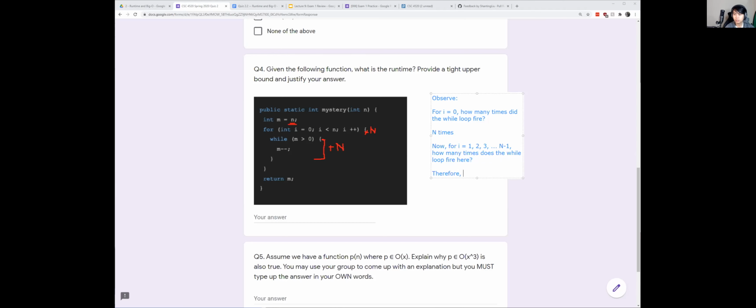Therefore, the total number of steps, assuming that everything else is constant work, which it is, is equal to the n that we have for the for loop plus the n we have for the first time we fire the for loop, which caused the while loop to run n times. That gives us 2n at the end of the day, which is O of n. Okay? So that's the justification I would expect you to make in order to get full points. You would have to note that the inner while loop runs exactly n times in the first iteration of the for loop.